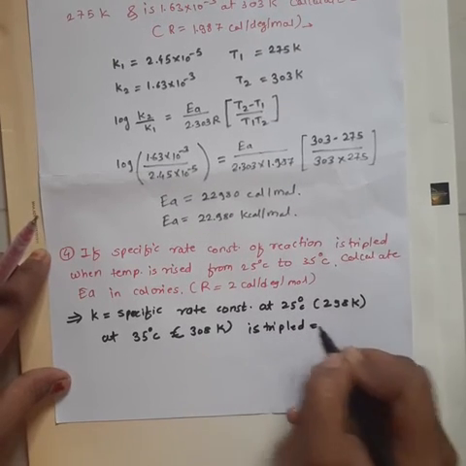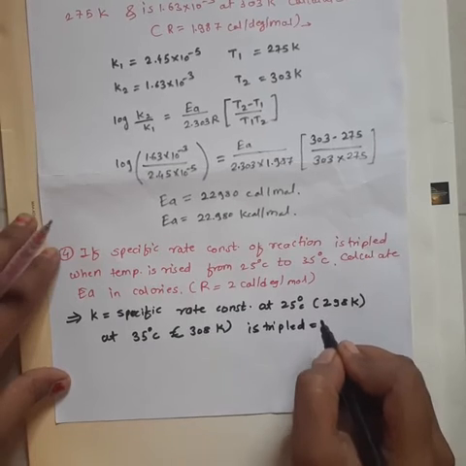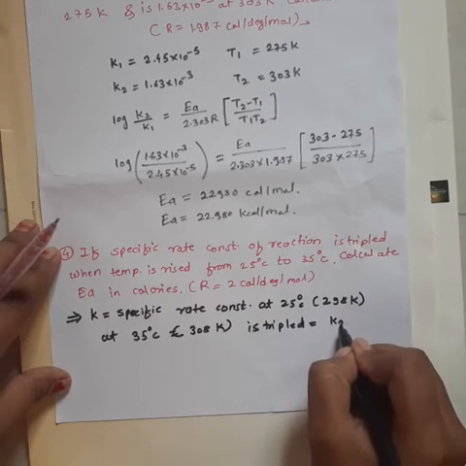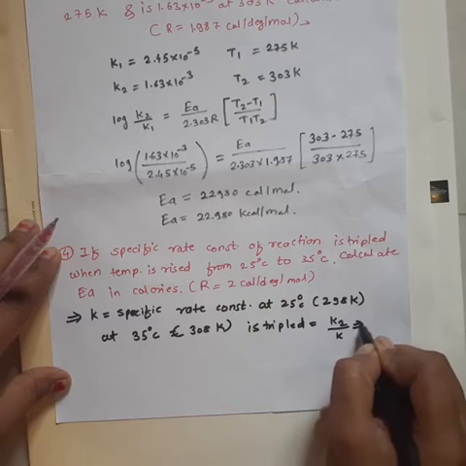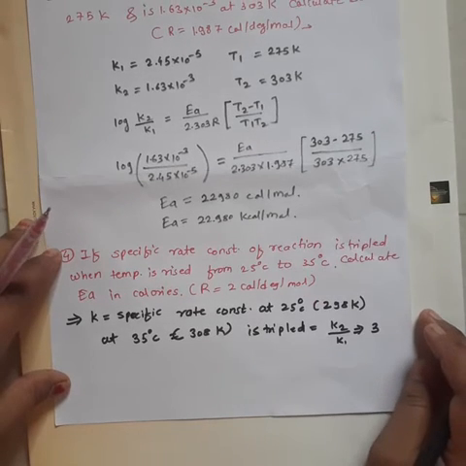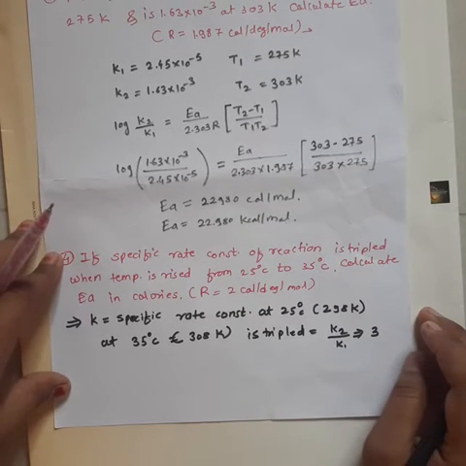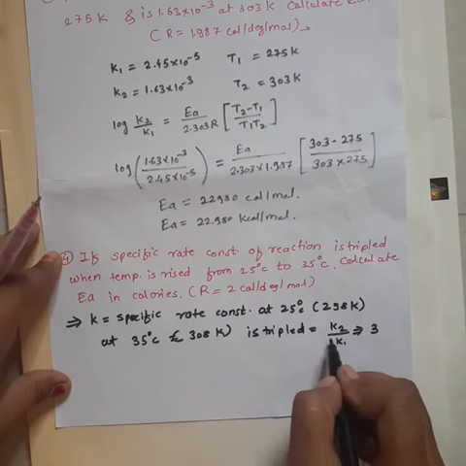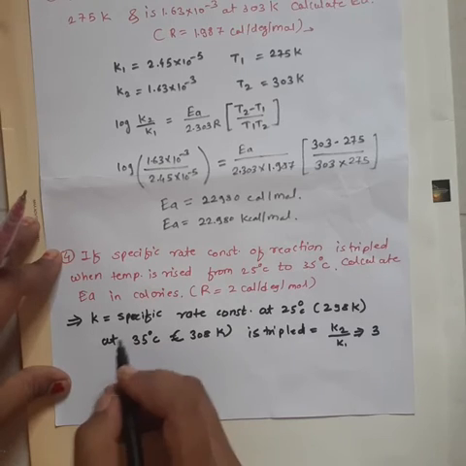That is, what is the ratio? K2 upon K1 is equal to 3. As we have studied in the earlier problem, when it becomes double, we wrote that K2 upon K1 is equal to 2. So here it is triple, therefore we can write K2 upon K1 is equal to 3.